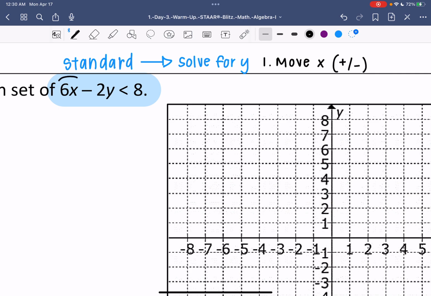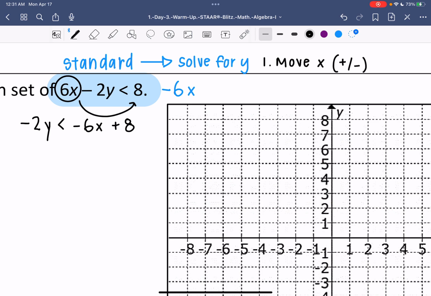So in this case, I want to move this 6x to this side with the 8. Because it's a positive 6x on this side, I'm going to make it a negative 6x on the right-hand side. So let me rewrite my equation. Now I have negative 2y is less than negative 6x plus 8. You always want to put your slope first, so that's why I put negative 6x in front of 8.